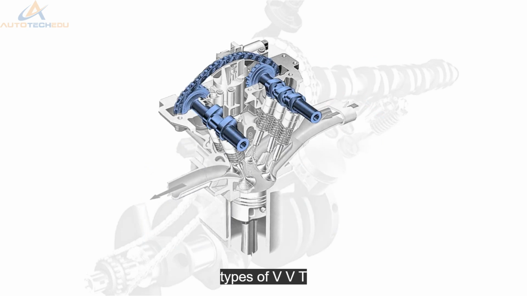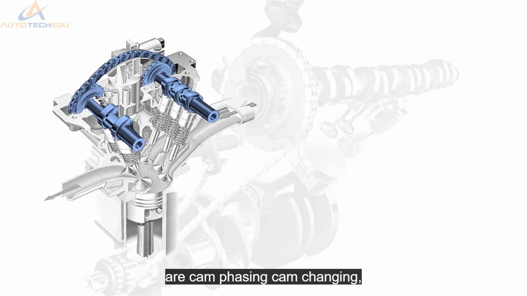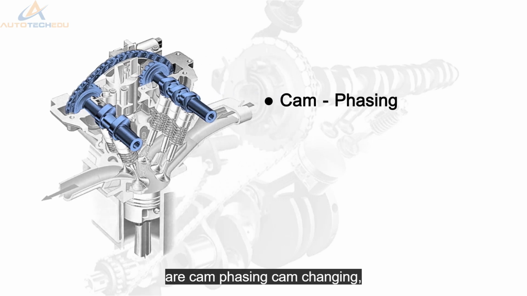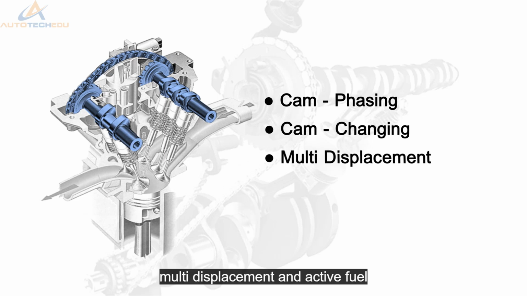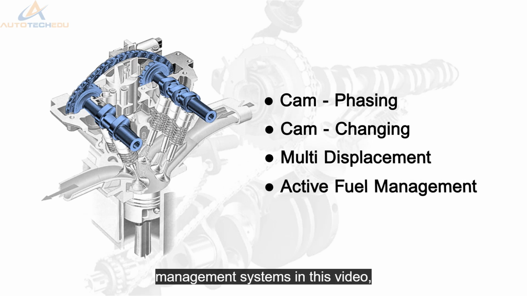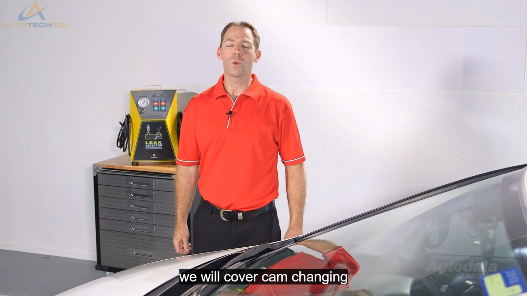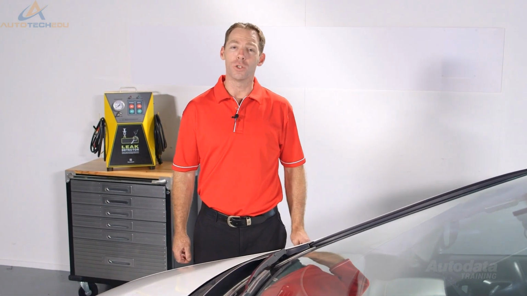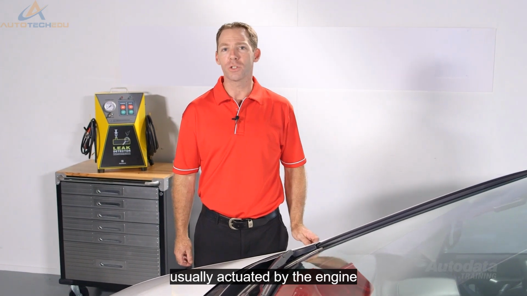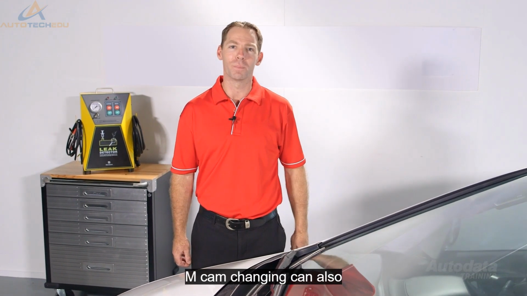The common types of VVT in production vehicles today are cam phasing, cam changing, multi-displacement and active fuel management systems. In this video, we will cover cam changing. These systems are usually actuated by the Engine Control Module, or ECM.